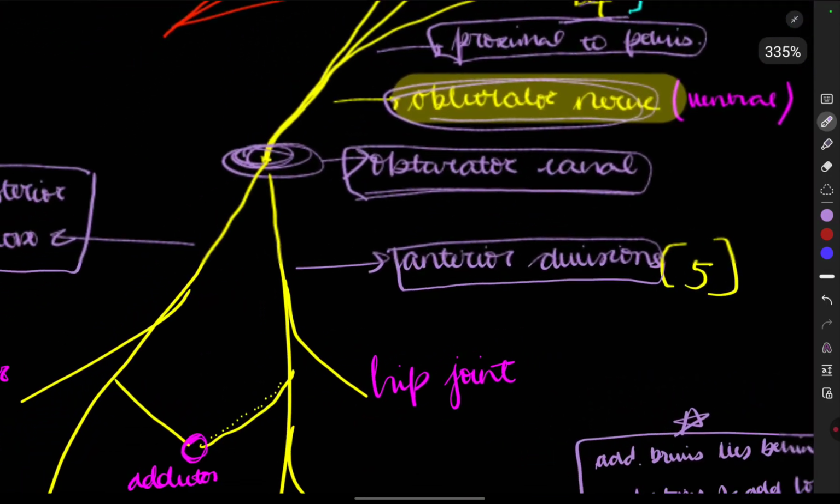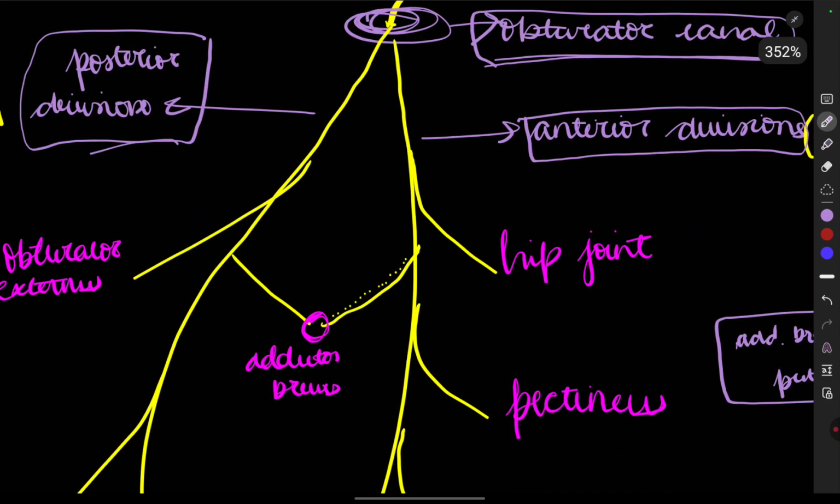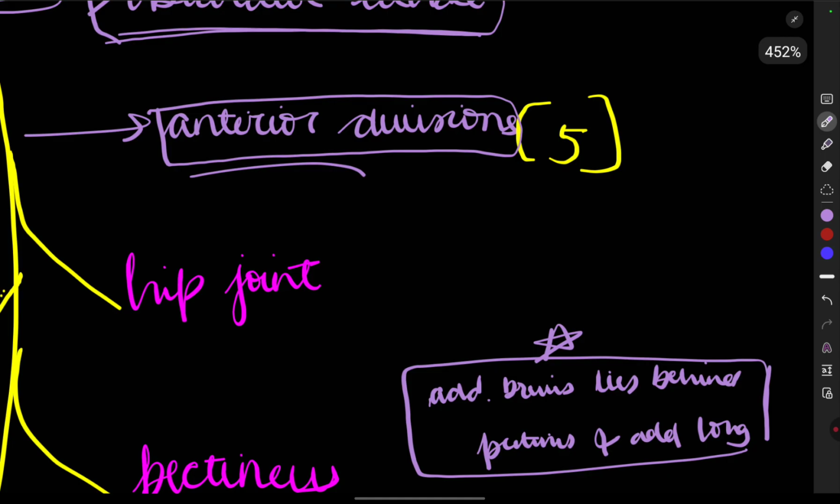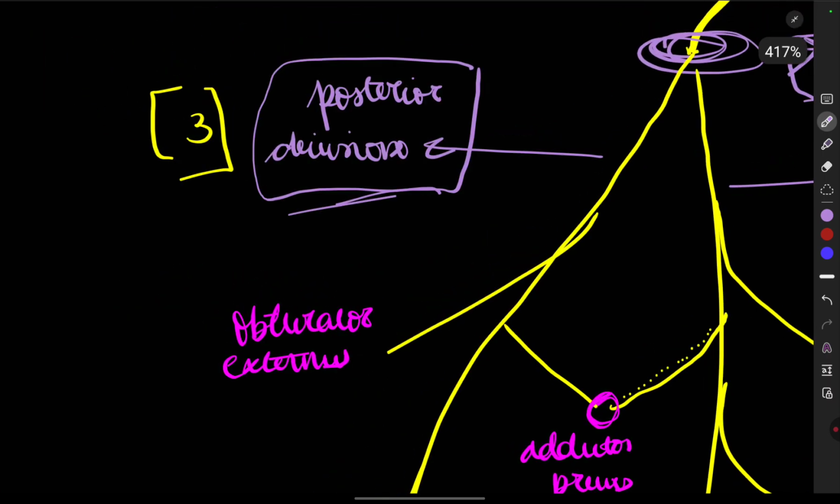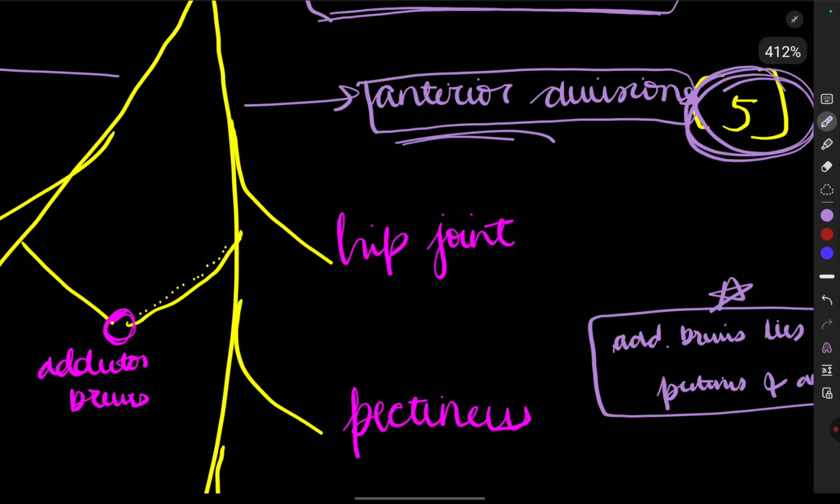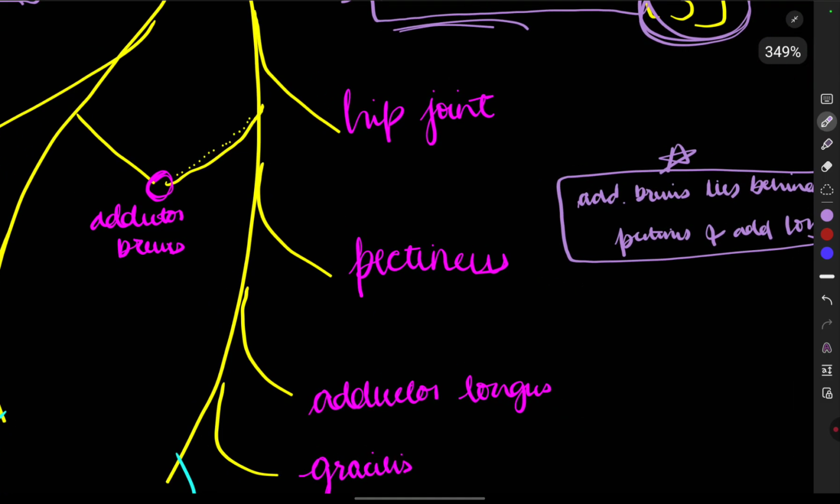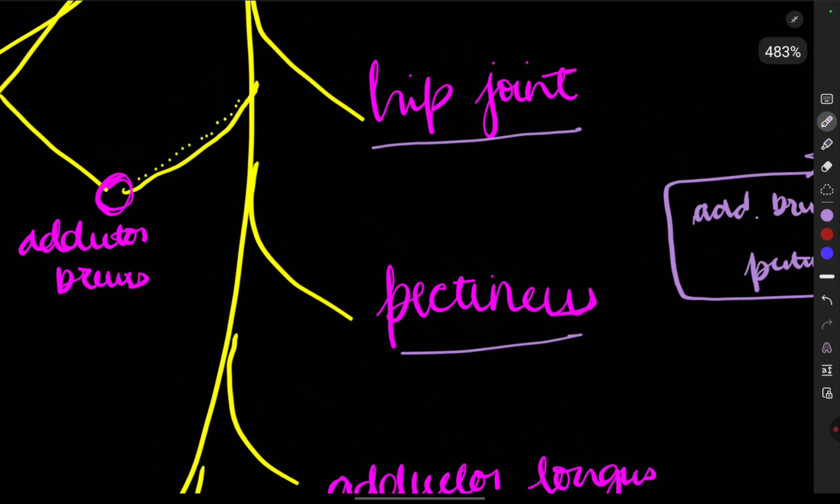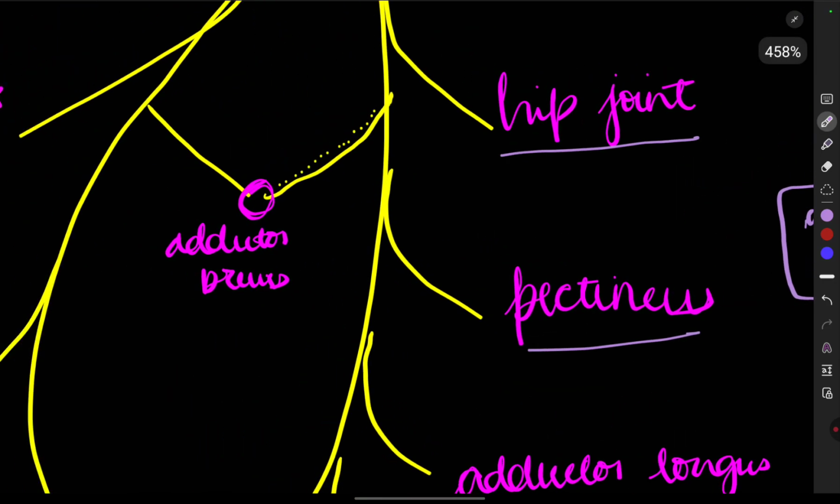Now we are going to see the branches. So the anterior and the posterior divisions. The anterior divisions give off 5 branches and the posterior divisions give off 3 branches. Anterior 5 and posterior 3. The anterior supplies the hip joint, the pectineus muscle, the adductor longus muscle and the gracilis muscle, and if not supplied by the posterior, the anterior supplies the adductor brevis.